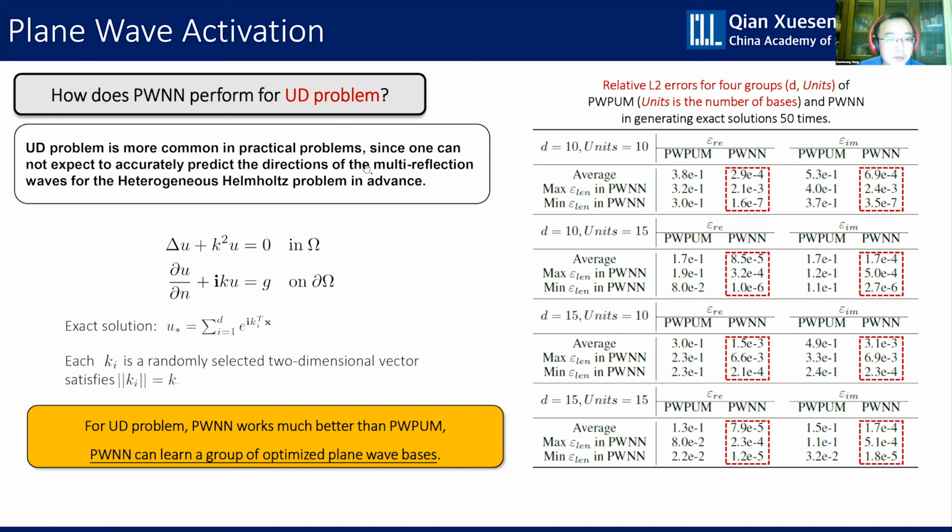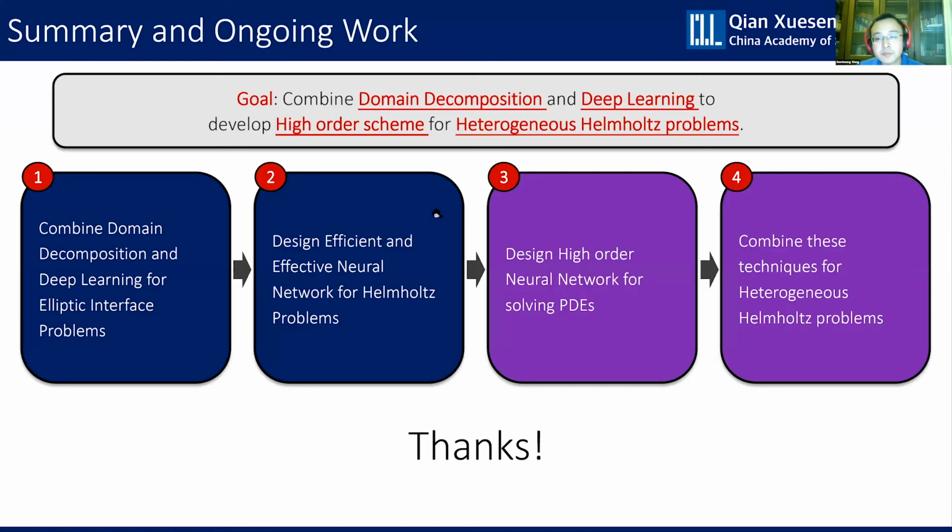Okay, so I give a summary and the ongoing work. For the goal to combine deep domain decomposition and deep learning to solve heterogeneous Helmholtz problems, we propose the deep domain decomposition method to handle the interface problem, and then we design plane wave activation for the Helmholtz problems. Now we are designing a high-order neural network for solving general PDEs, and then we will combine these techniques for heterogeneous Helmholtz problems.